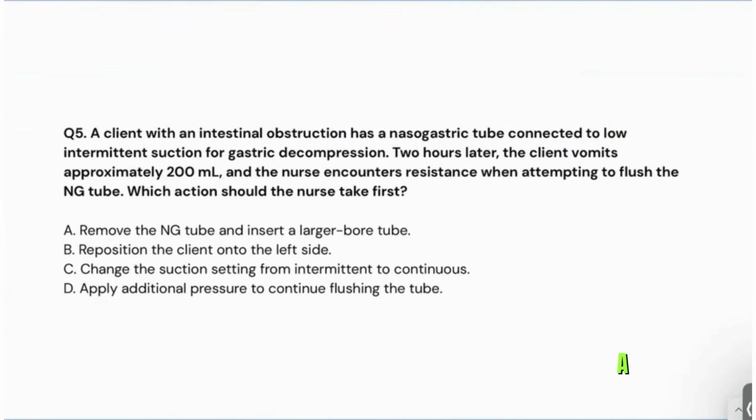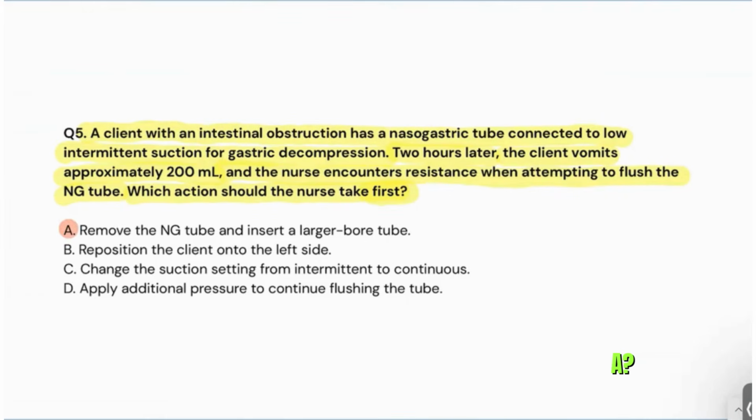Question number 5. A client with an intestinal obstruction has a nasogastric tube connected to low intermittent suction for gastric decompression. 2 hours later, the client vomits approximately 200 ml and the nurse encounters resistance when attempting to flush the NG tube. Which action should the nurse take first?